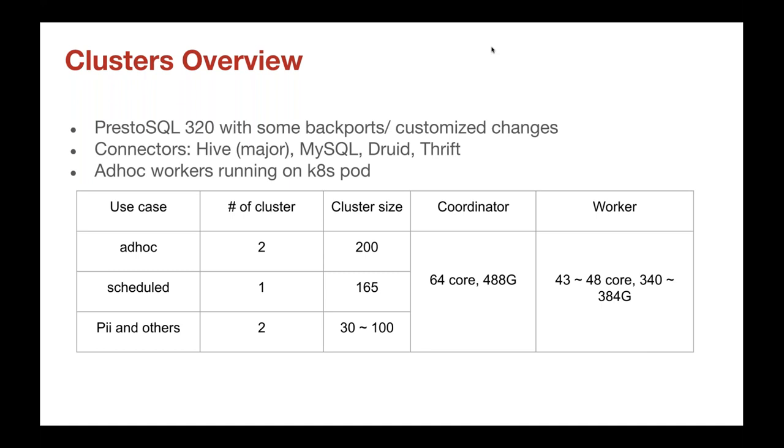Here is a chart that indicates the cluster configuration. We have three clusters mainly in use: two clusters for ad hoc usage and one cluster for scheduled use cases. We also have other small clusters for different types of use cases, such as PII, and a few very small team-dedicated clusters.